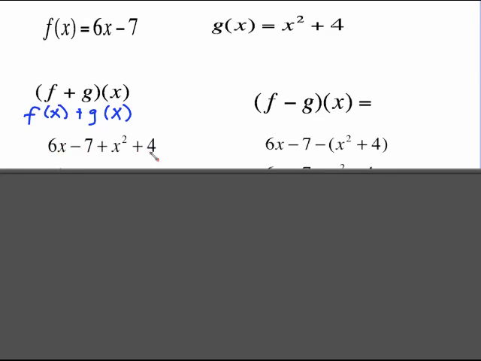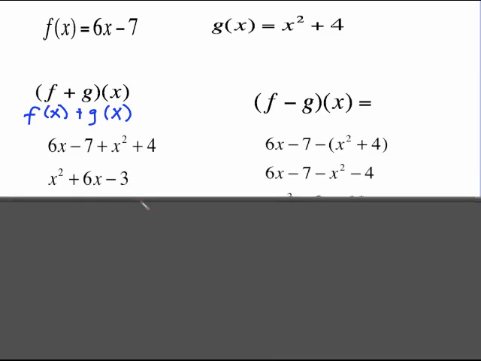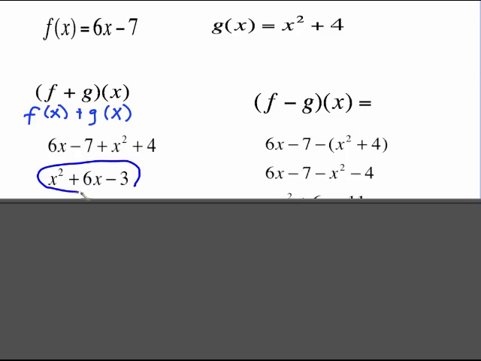I've already typed this in, so it's just a matter of us collecting like terms. This is your f of x, this is your g of x. All I have to do is collect like terms. I have x squared plus 6x minus 3. This is the result for f plus g of x.